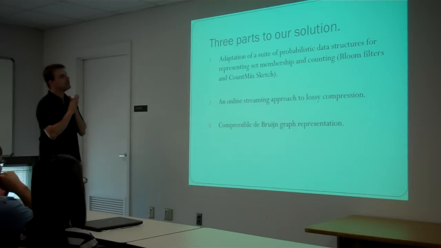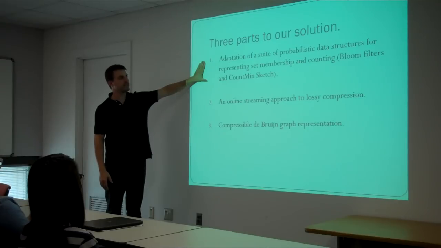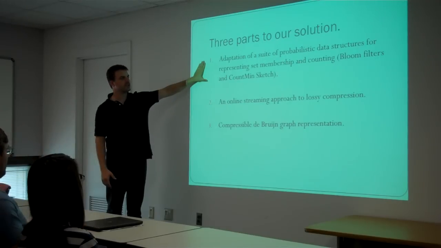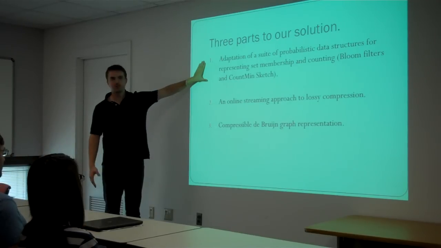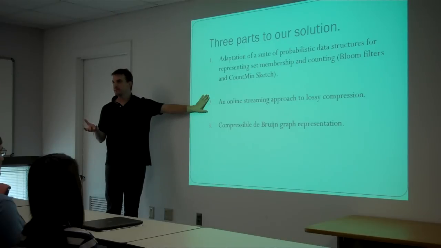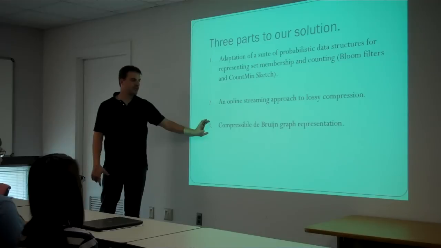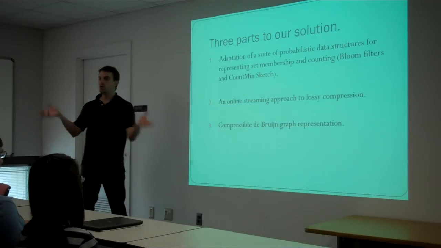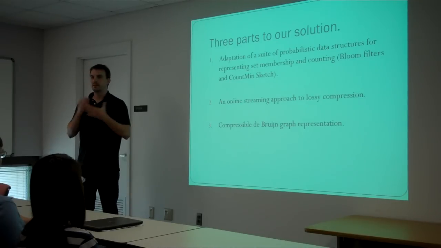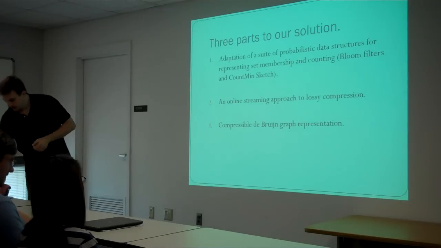So there's 3 parts to our solution. First, we picked up a set of probabilistic data structures for counting. If you've heard of Bloom filters and Count Min Sketch, those are the data structures that we've adapted. We built an online streaming approach to compress sequence data and throw out all the redundant data. And then we've developed a compressible De Bruijn graph representation that lets us load this data into memory 10 to 20 times more efficiently than any of the existing De Bruijn graph representations.